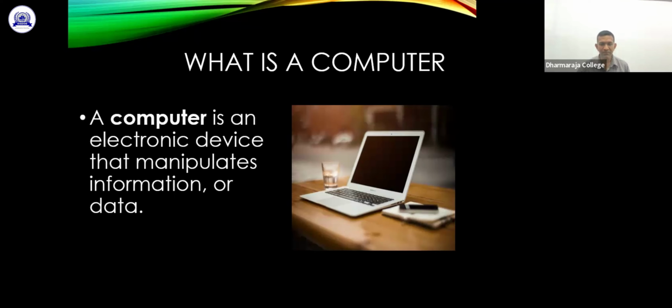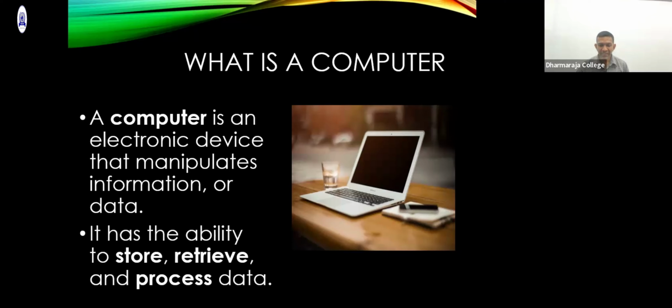A computer is an electronic device that manipulates information or data. So we are using data with our computer. That is what is special about the computer. There are so many other devices, but here it's different. It has the ability to store, retrieve, and process data. In a washing machine, you cannot store or process. In an oven, you cannot do that either. But in the computer, we can store, retrieve, and process the relevant data. All right?